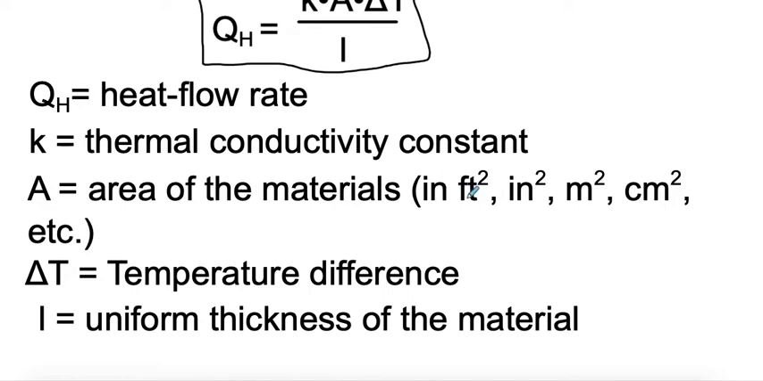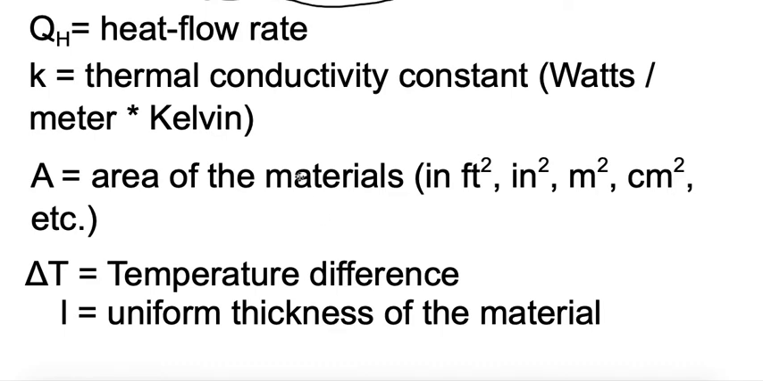The area is going to be in square feet, square inches, square meters, square centimeters, anything that has a square exponent. Our thermal conductivity constant is in watts per meter times Kelvin, so we're going to try to work with Kelvin temperatures for this one. This is just one unit, and we could have conversions of this if we wanted to. Remember, watts is a unit of power or energy, so that's where the energy and heat comes into play. The meter comes into play with the area, or maybe the uniform thickness of the material. And Kelvin is our temperature unit.